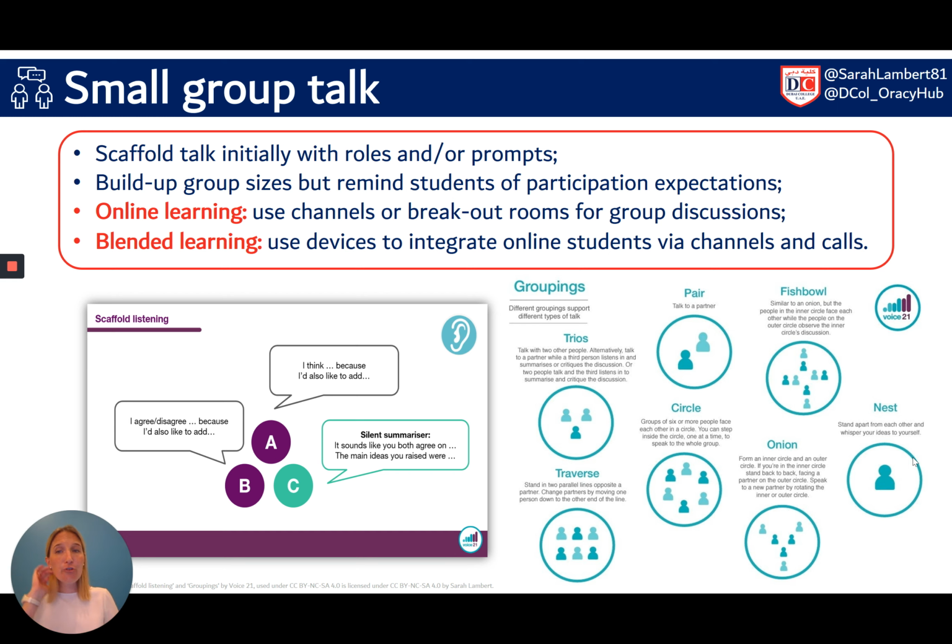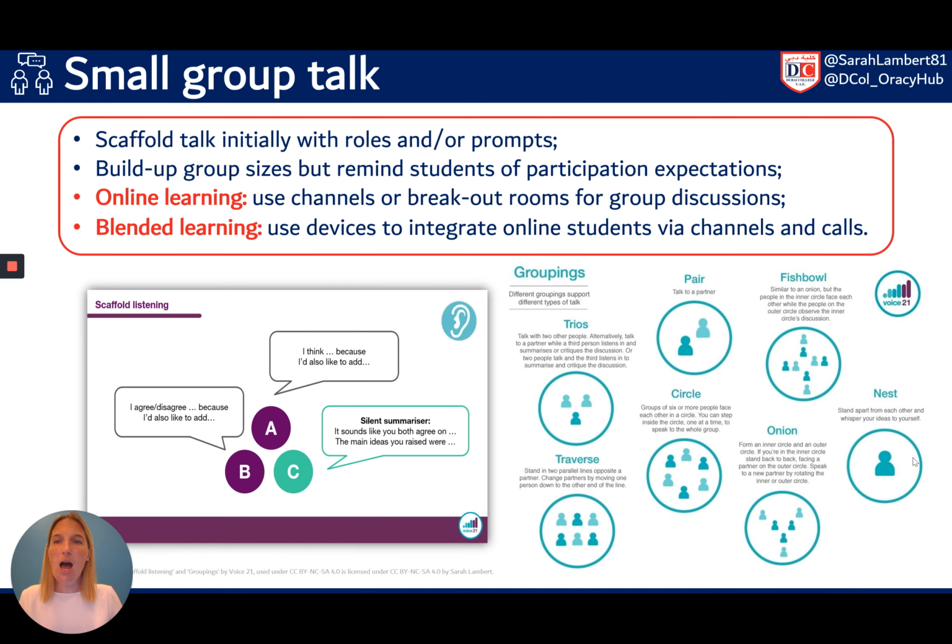Online, for group work, I used channels or breakout rooms. It depends what platform you're using. We're obviously using Teams. And for blended, next term, I plan to have students who are online being in channels with students who are in the classroom, so that I am integrating the online students with the in-school students, so that those groups still have a very connected dynamic.